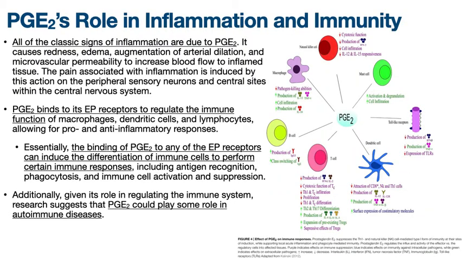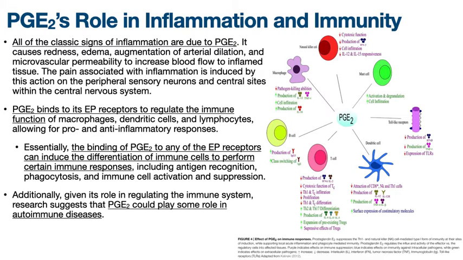Now that we know how these receptors work and how it's transported, we want to understand what role PGE2 has on inflammation and immunity. I've been telling y'all this the whole time, but what roles does it actually have? Well, all classic signs of inflammation are due to prostaglandin E2. It causes redness, edema, augmentation of arterial dilation, and microvascular permeability to increase blood flow. It does a lot. And all the pain associated with inflammation is induced by its action on the peripheral nervous system, peripheral sensory neurons, and on central sites within the central nervous system.